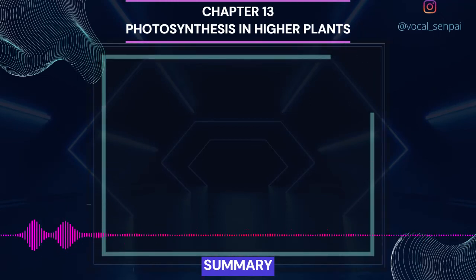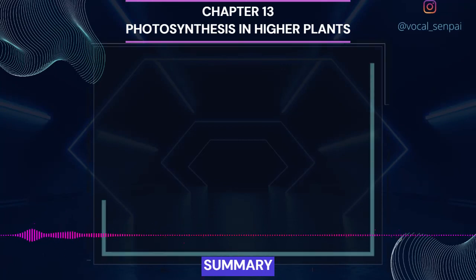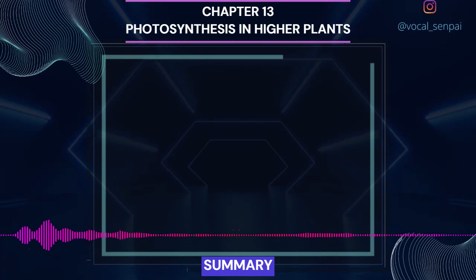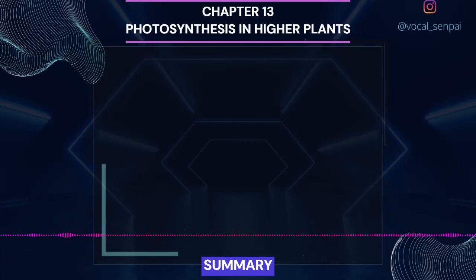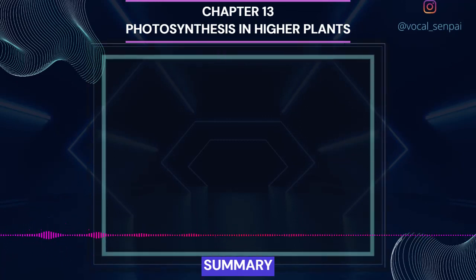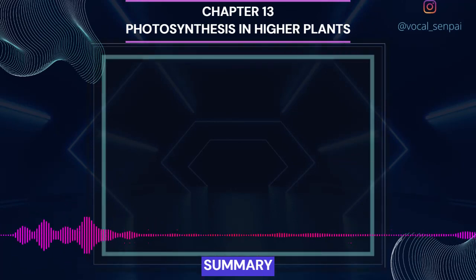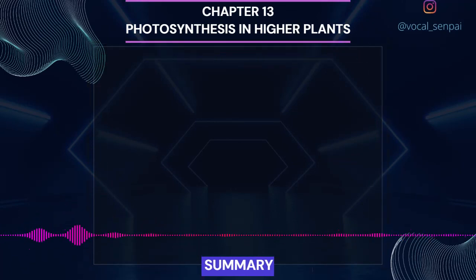Some tropical plants show a special type of photosynthesis called C4 pathway. In these plants, the first product of CO2 fixation that takes place in the mesophyll is a 4-carbon compound. In the bundle sheath cells, the Calvin pathway is carried out for the synthesis of carbohydrate.